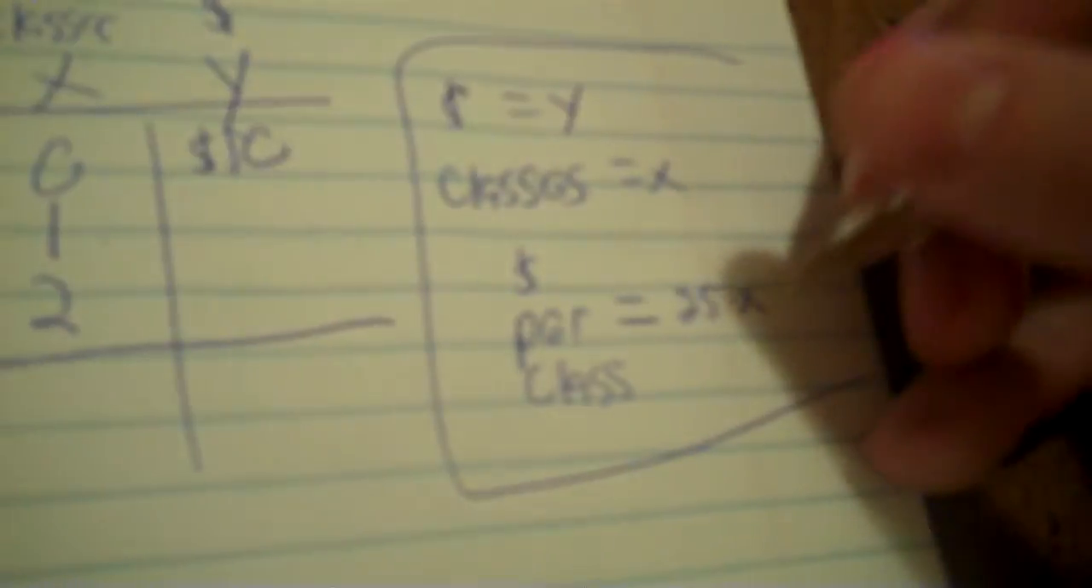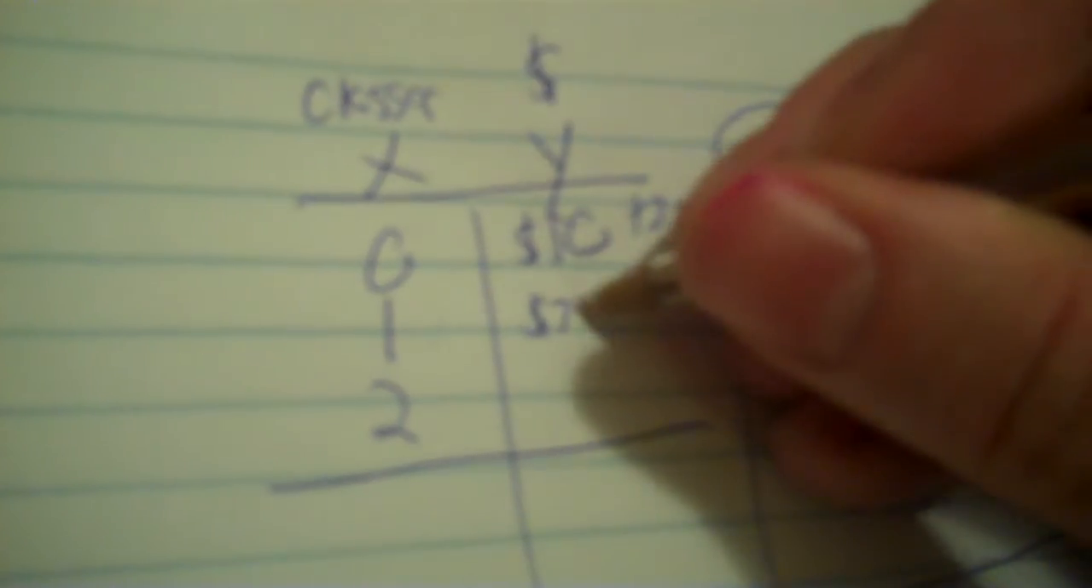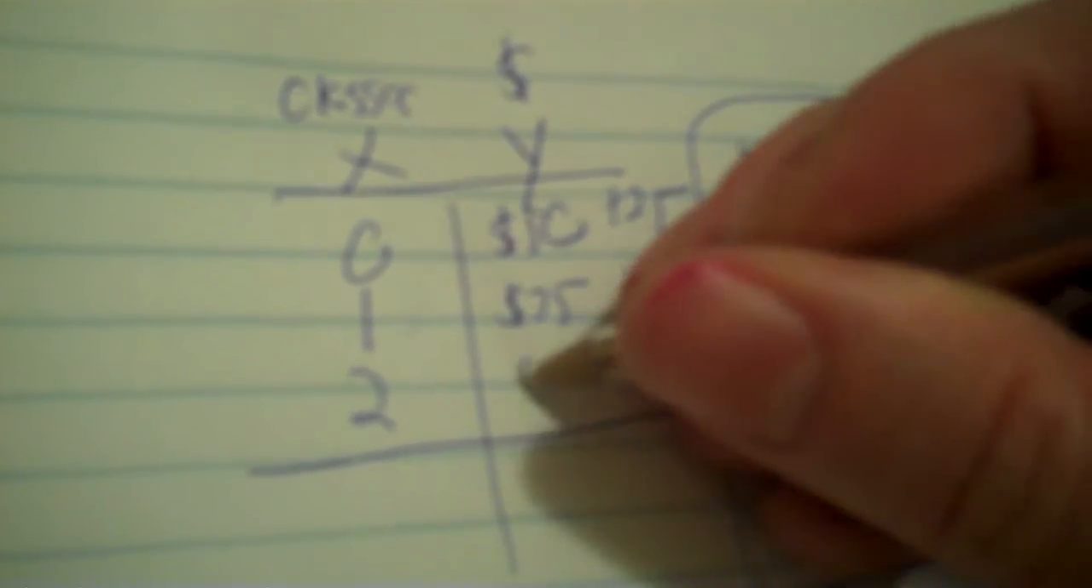Now, since I know the dollars per class, I do 0, 1, 2. Before 25 we had 50, so it starts at 50, and then I add 25 every time there's a new class. So $75, add 25, $100, and so on. I'm coming back to the table in a moment.